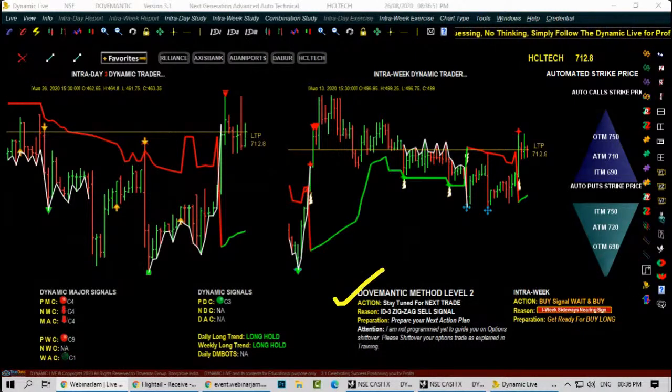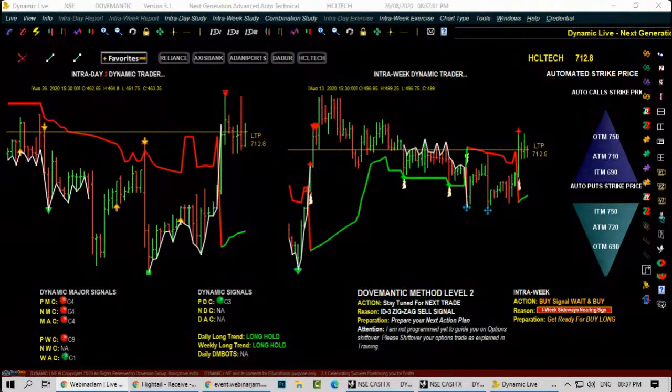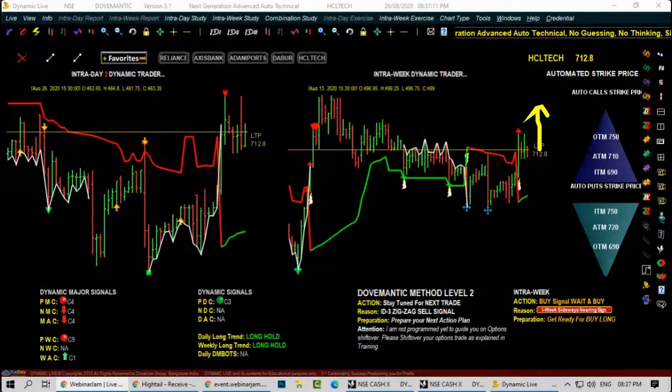It is asking us to wait because there are a series of zigzag in intra-week as well as in intra-day 3 here. But you can see here in this action, it is telling us to wait, buy signal, wait and buy. But anyways, if you're trading as per Daumantic method, you will wait. If the price manages to go up and if there is a zigzag breakout, that is when it will tell you to buy a call option.